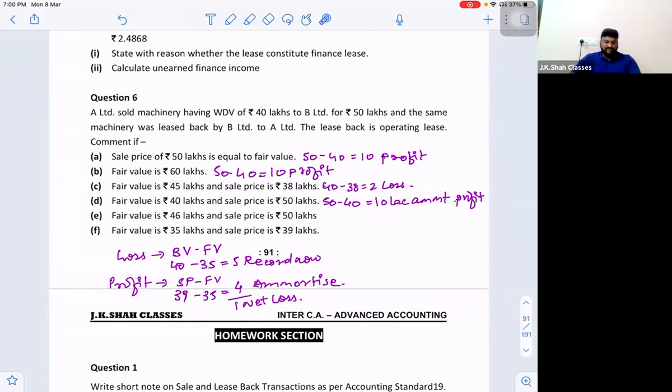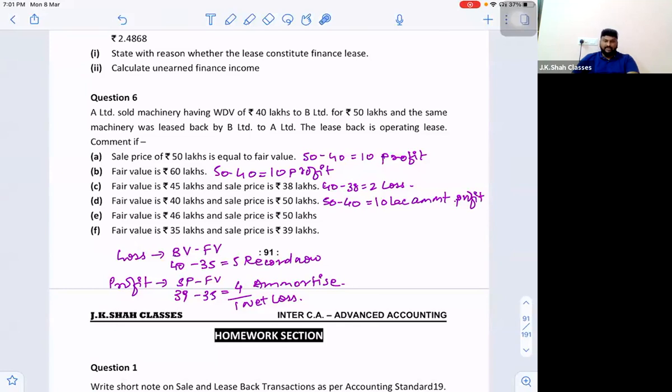So let us put the answer for this now. First, write the question as it is. When fair value is 35 lakh and sale price is 39 lakh. Please write the question as it is. Put a comma after that. Please write, the loss of rupees 5 lakhs.